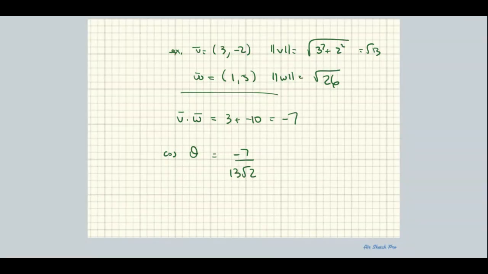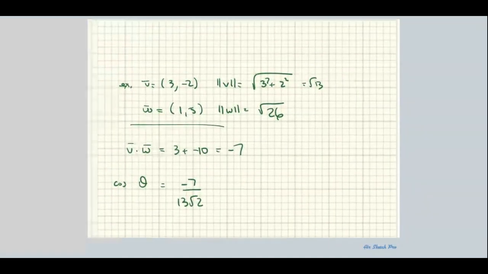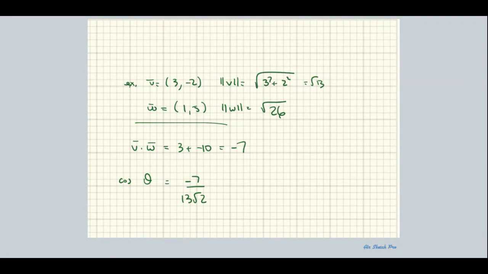How did I get 13 root 2? Well, because I multiplied these two together. Root 13 times root 26 is root 13 times root 13 times root 2, or 13 root 2. That's how I got it. So I did that probably a little faster than you, but it's okay. You could have done that too.